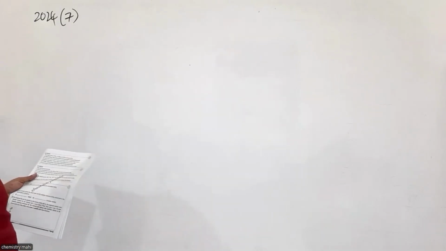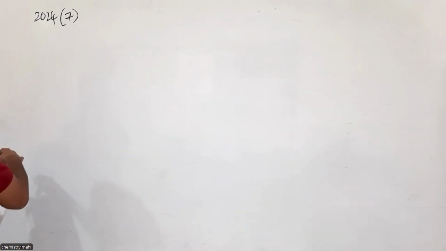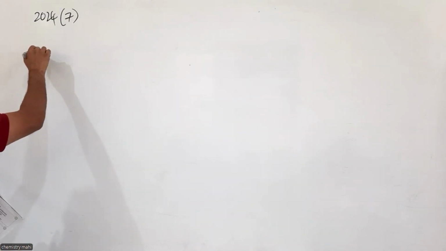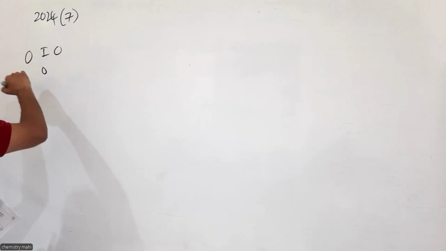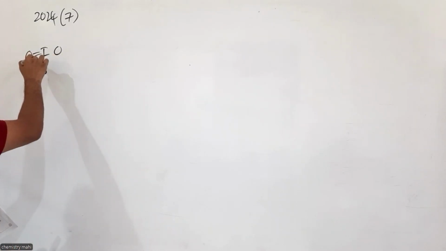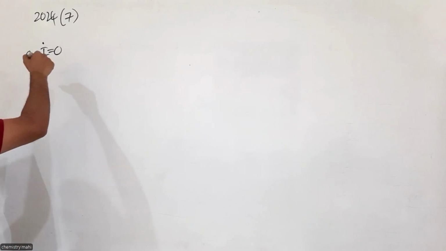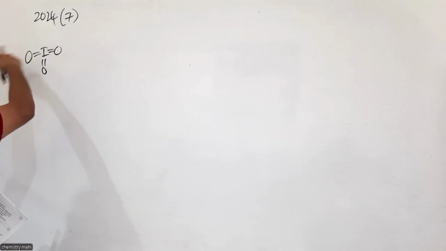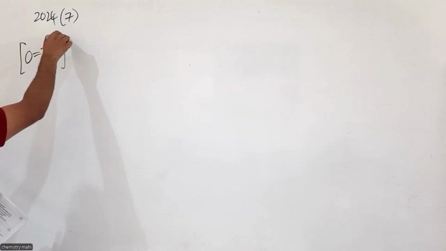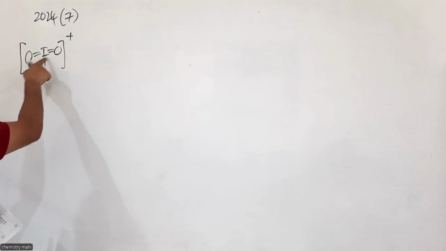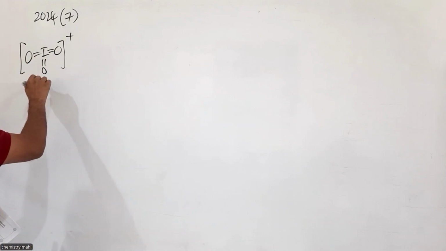It's again about the shapes. IO3 plus. So the iodine is the least electronegative, that's the central atom. Then IO3. Iodine has 7, 6 means 1 here. But IO3 plus means that one is removed. This is IO3 plus. Its shape, 3 and 0, trigonal planar.